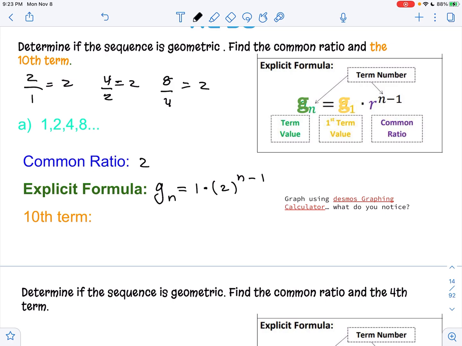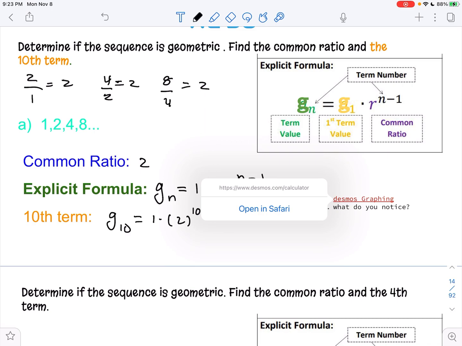Now check it out. We can find the 10th term. Remember, n could be any term. n could be the 3rd term, the 4th term. This could tell us any term. So if they wanted the 10th term of this formula, you would just plug in 10. And that just means replace the n with 10.